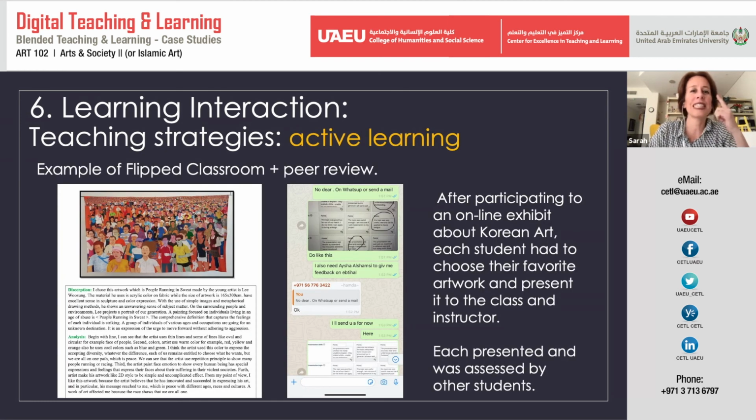Okay, so this is an example of an active learning class that we did. It was problem solving, but a simple flipped classroom activity. Basically, we went online and followed a virtual tour of an exhibition. We contacted one of the museums in Abu Dhabi, and they sent us a link. There was a woman talking and showing the art, and the students had to listen and follow the content of the art exhibition.